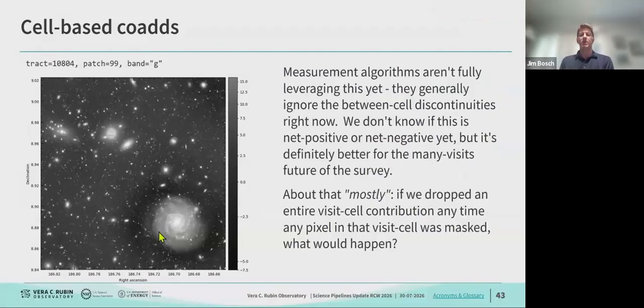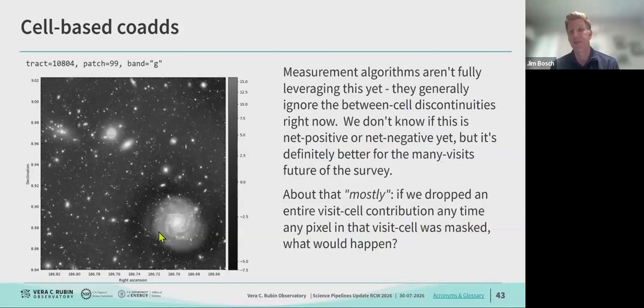So the downside of this is that the measurement algorithms aren't fully leveraging the cell structure yet. They're evaluating the PSFs as if it's a piecewise PSF, but they don't know about the cell boundaries. And so if an object crosses the cell boundary, half of it could get modeled with the wrong PSF.